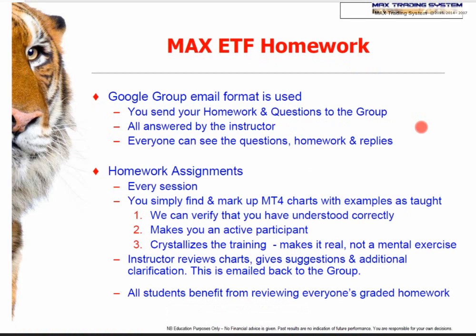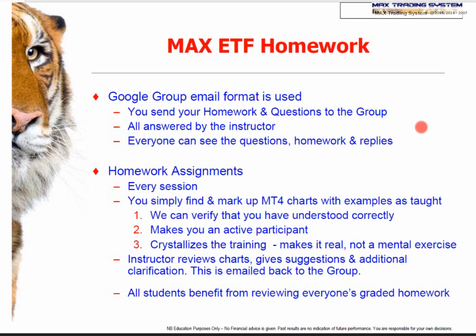We could be training you in any method that's out there, but unless you actually know how to use it and have feedback that you are using it correctly, it's going to be of little help. So what we do is we ask you to draw up a chart. I'll show you an example of that.